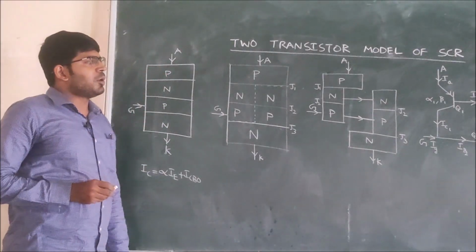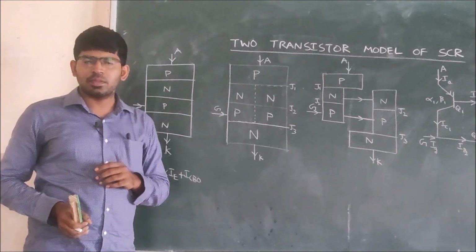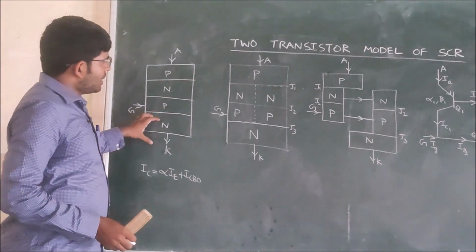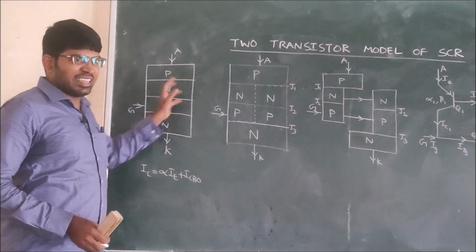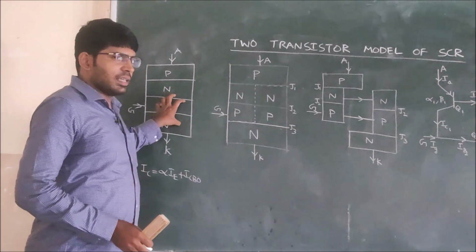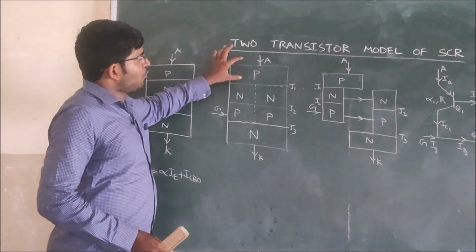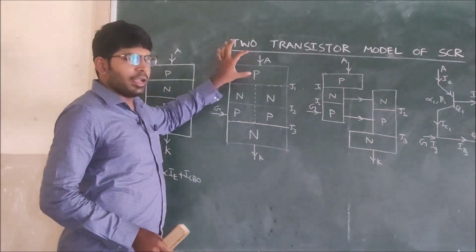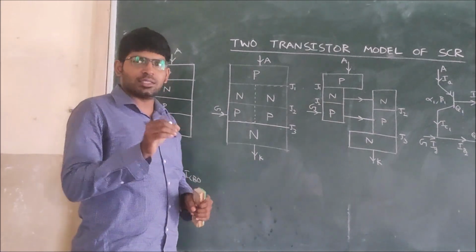Now we are discussing the two transistor model of SCR. We already discussed SCR is a 4-layer, 3-terminal, 3-junction device. Now we are discussing SCR as a two transistor model. We are trying to understand SCR with the concept of two transistors.